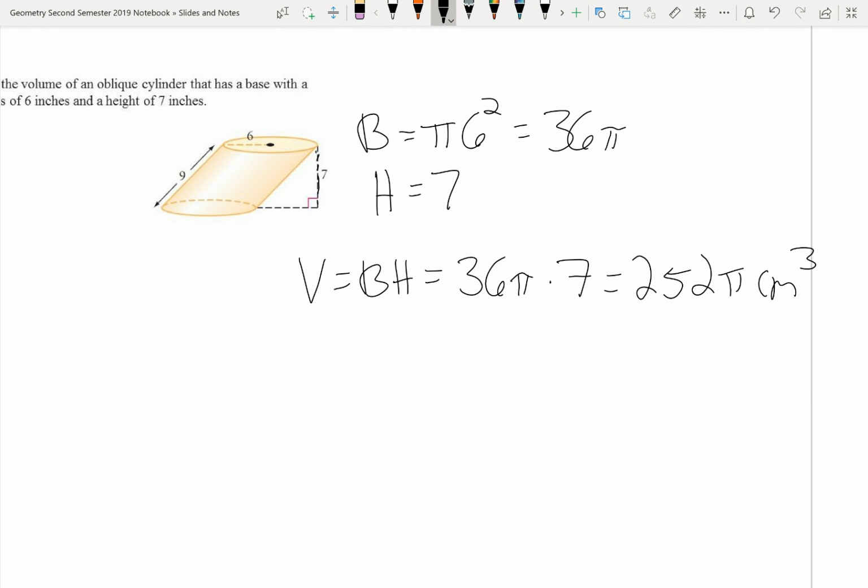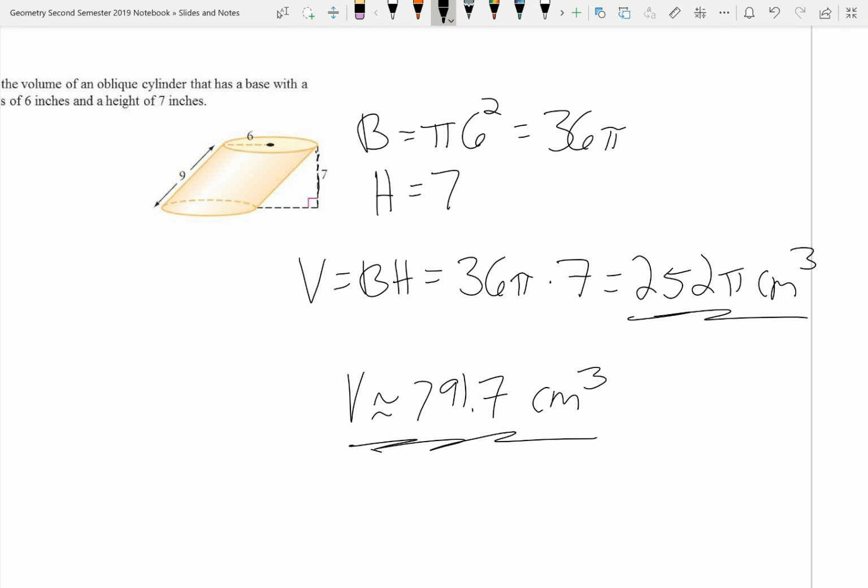But what if it said to round to the nearest 0.1? Well, then you would multiply that by pi on your calculator, and you would get that the volume is approximately equal to 791.7 cubic inches, right? So it depends whether it says to leave it in terms of pi, which would be this, or if it says to round to the nearest 0.1, then you would get that answer.